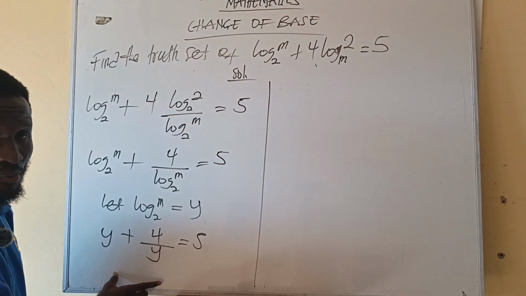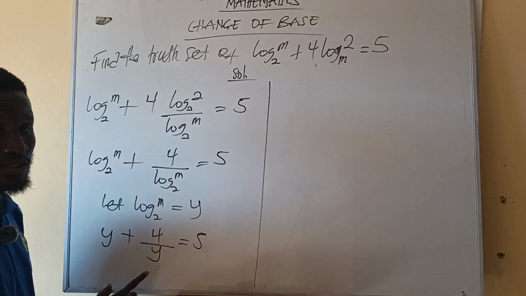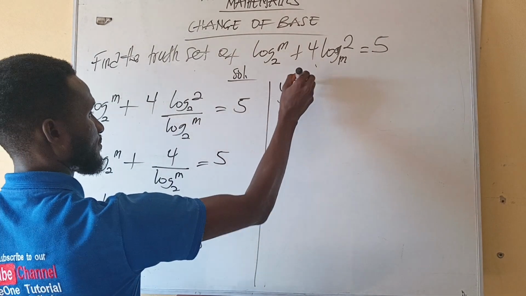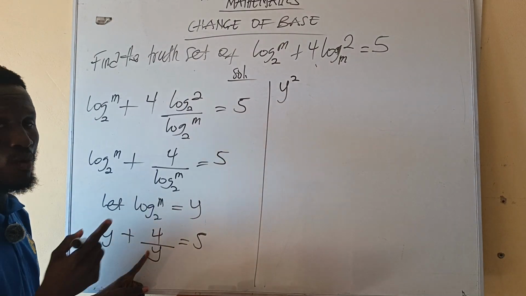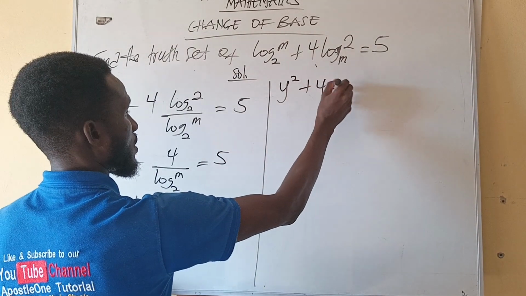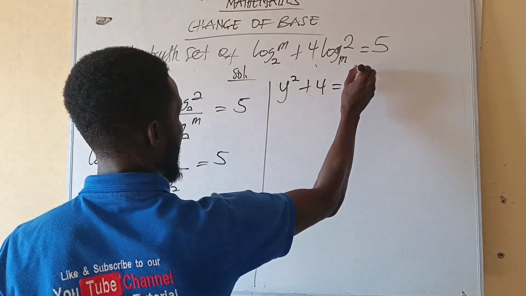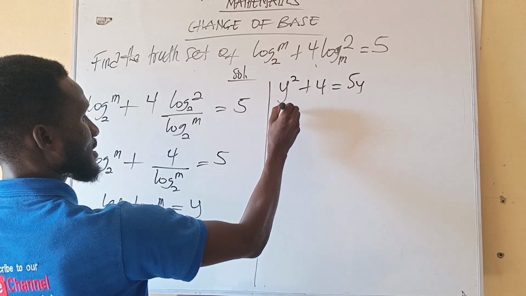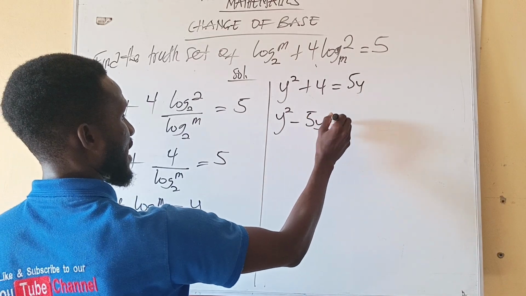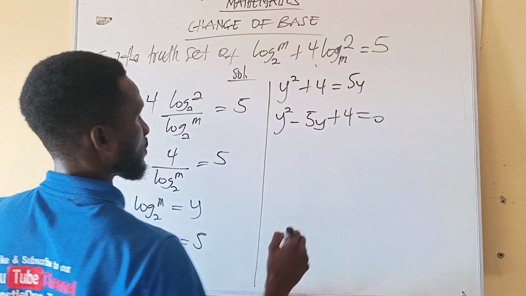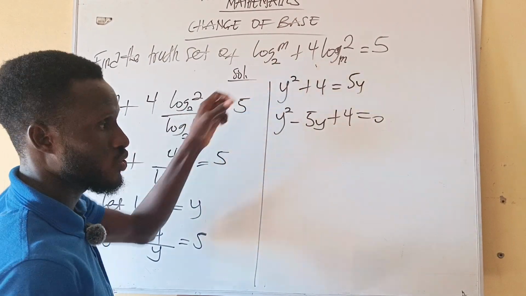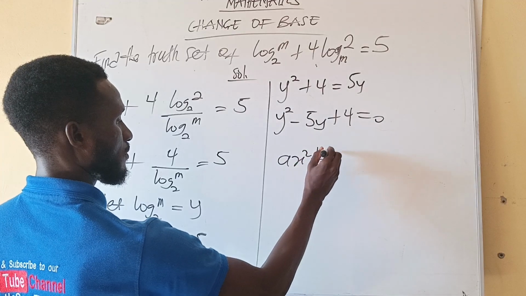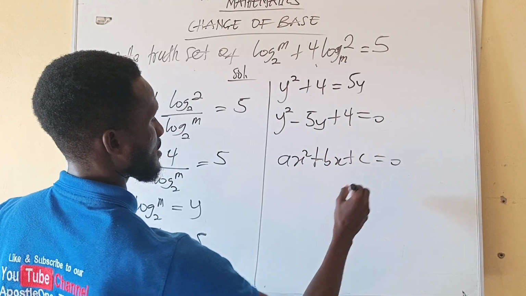So at this point, we multiply through by the denominator, that is y. y times y gives us y squared. 4 over y multiplied by y cancels, we get 4. And 5 times y gives 5y. Now we are getting a quadratic equation. So we have y squared minus 5y plus 4 equal to 0. I have to arrange it in the form ay squared plus by plus c equal to 0.